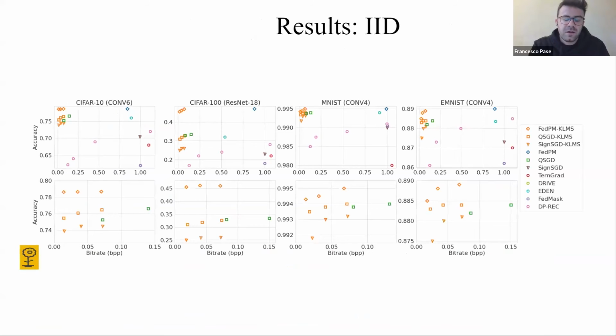As you can see here, we performed a lot of simulations by creating a new block, the KLMS block, in Flower, and some other compression blocks in Flower. And this is the accuracy versus bit rate trade-off you can see. If you take one of the baselines and apply KLMS on top of it, KLMS is able to push those points toward the top left part of the plot, meaning that you may be able to achieve the same accuracy, if not better, by spending fewer bits per parameter. Of course, these are IID scenarios, but there are a lot of simulations and results in the paper.